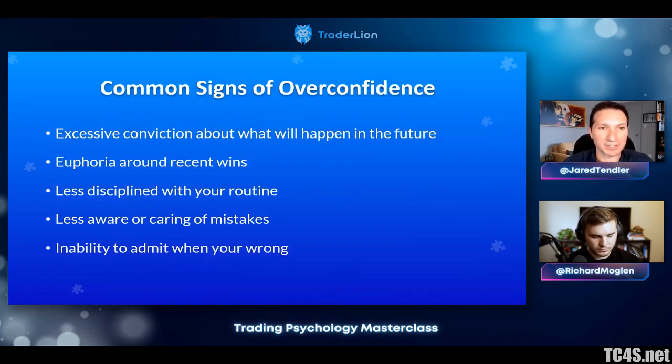But as far as right now, we're just trying to map the patterns, map the problems that you're experiencing. So common signs of overconfidence: excessive conviction about what will happen in the future, euphoria around recent wins, less disciplined with your routine, less aware or caring of mistakes, and inability to admit when you're wrong.